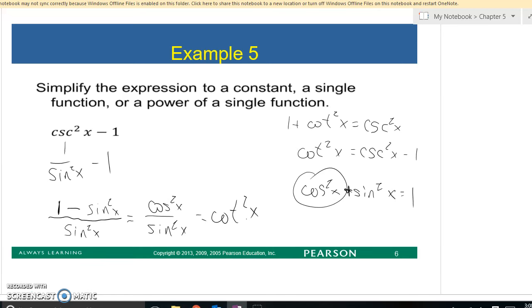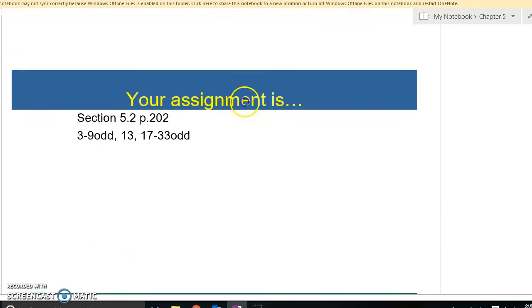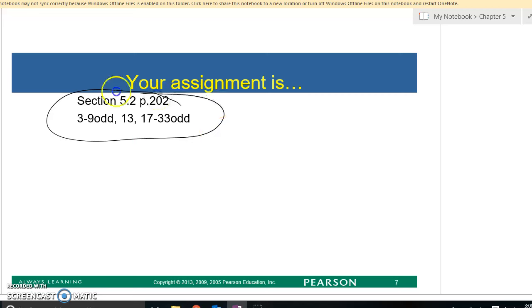So that's one of the things that's tough about this chapter is there's lots of options. That's it. That's your assignment.